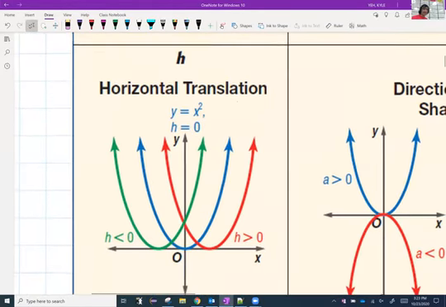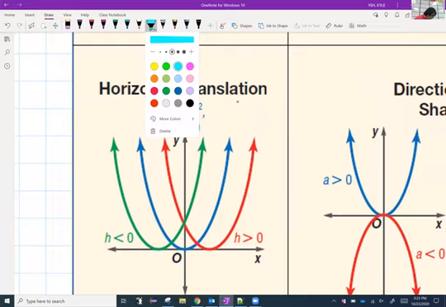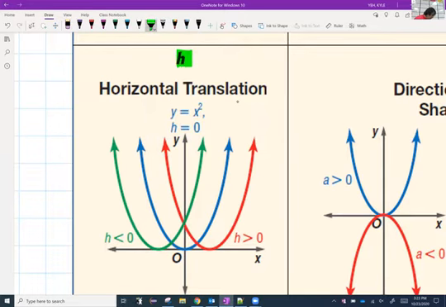h, you might then have guessed, controls the horizontal translation. h controls whether we are moving to the left or the right of our starting point, traditionally the origin. You can see in green, when h is less than 0, a negative number, we move left. When h is greater than 0, in red, we move right. And when h equals 0, we're not moving left or right from that origin. We are just staying right there horizontally.